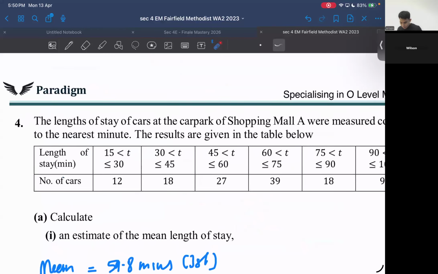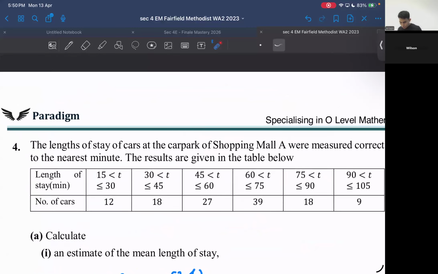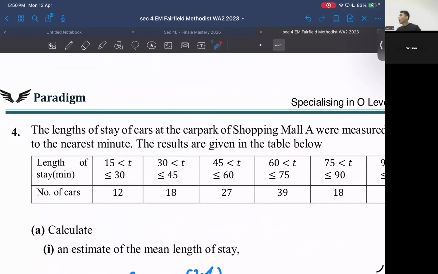Can we take a look at this question 4? Before I let you all try this question by yourself, what are the 2 things that we always comment about when it comes to your interquartile range and your median? What are the 2 things that we comment about?